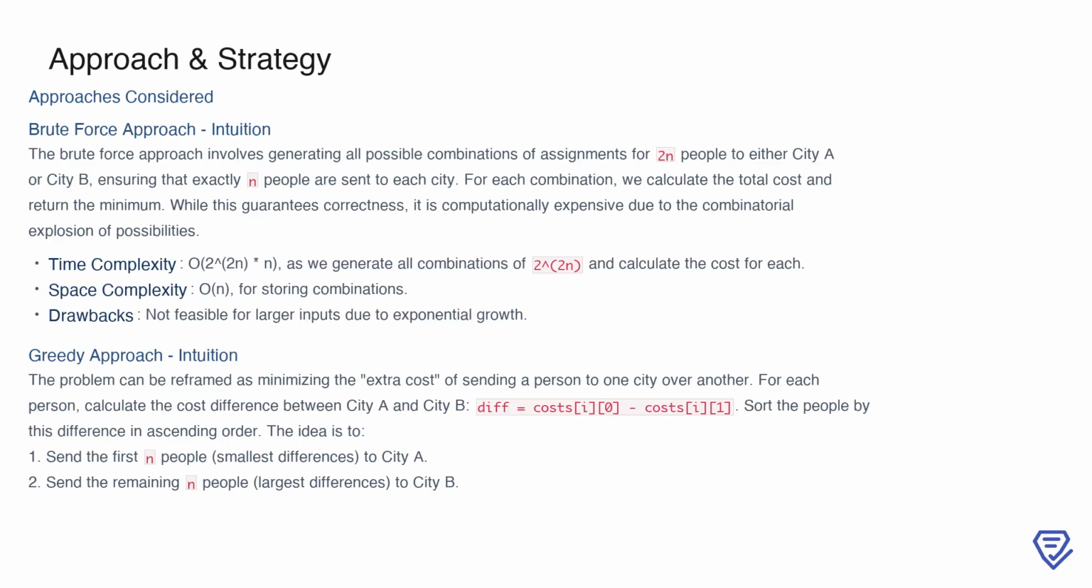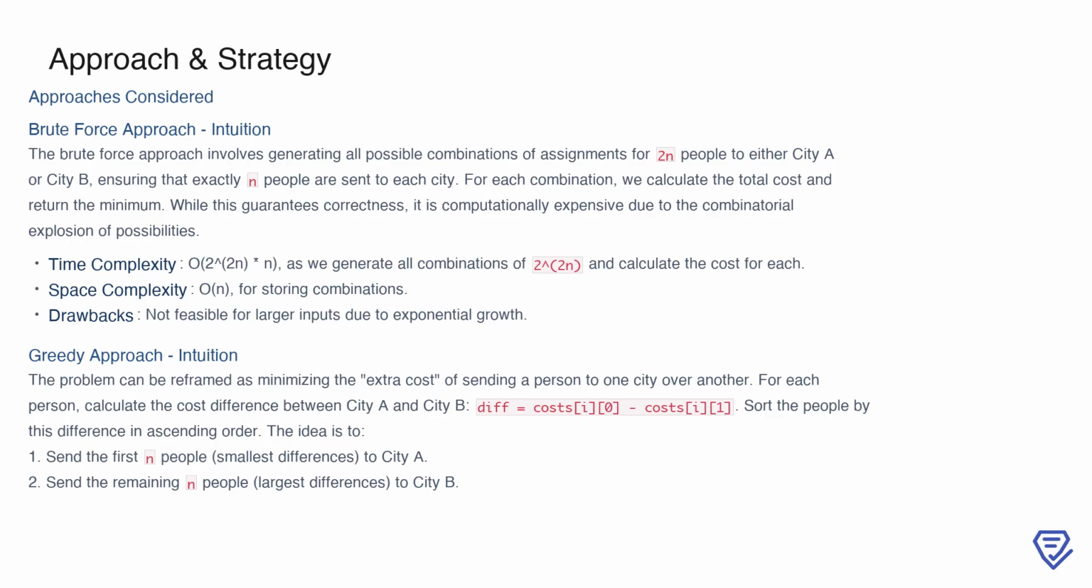To solve this problem, we first consider the brute force approach. Here, the idea is to generate all possible combinations of assigning 2n people to either City A or City B, while ensuring that exactly n people are sent to each city. For each combination, we calculate the total cost and return the minimum.